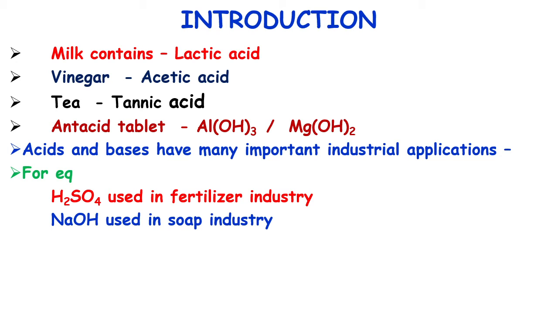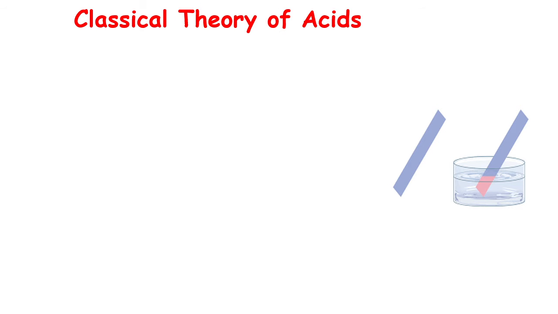Now let us understand the definition of acids and bases based on the classical theory of acids and bases. It is one of the oldest theories about acids and bases. Classical theory of acids and bases.